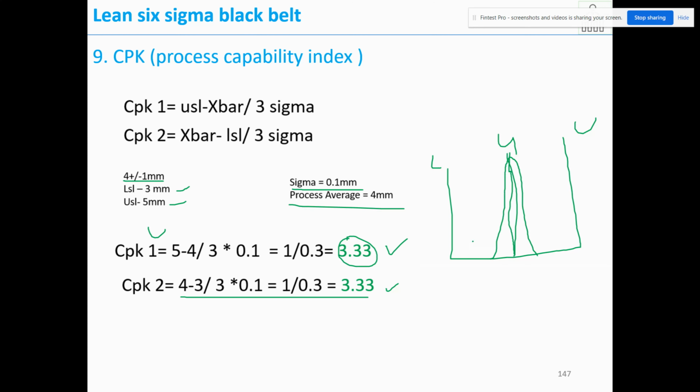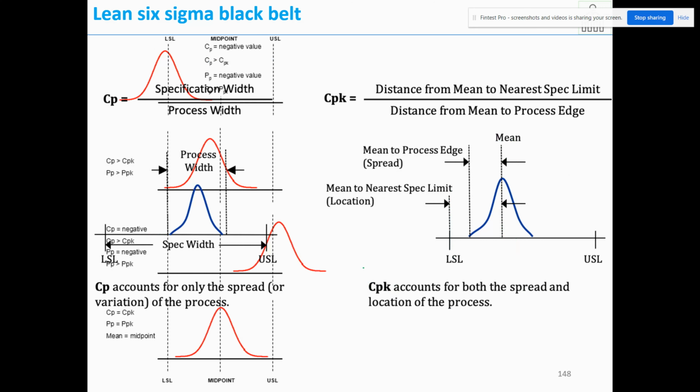So when CP is equal to CPK, that means equally it is distributing from the process mean. Or we can say when CP is equal to CPK, your drawing mean is overlapping with the process mean, or process mean is overlapping with the drawing mean with a lesser standard deviation. Then CP and CPK value will be same. Now let us see this. Examples.